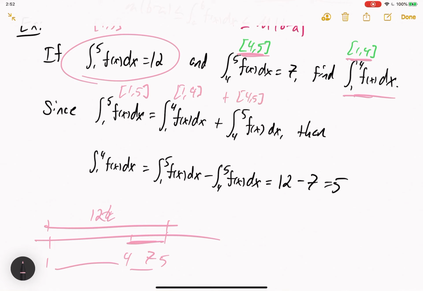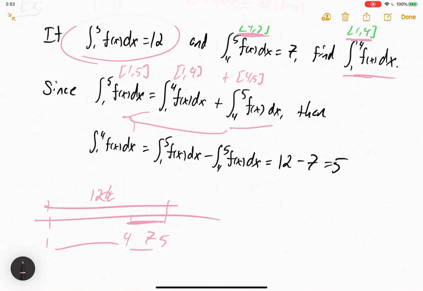And then what we could do is just take this piece and move it over, because again it's just a number, we can treat it like that, and what we get is just this piece by itself. So the integral from 1 to 4 of f of x dx is equal to the integral of the whole piece minus the smaller piece, the other piece. So we get 12 minus 7, so you just get 5.